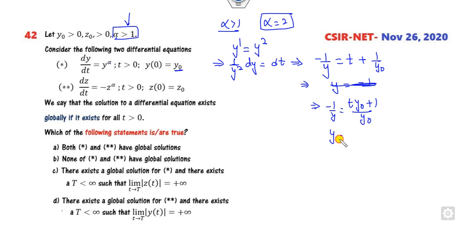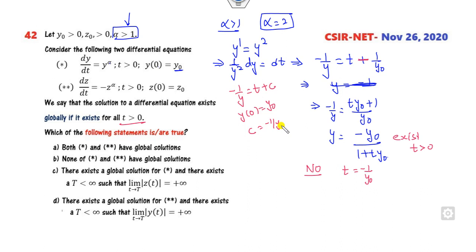Fine. Now think about the options. Both have the global solution, infinite solution. When will it form a solution? Now think about that. First of all, does it exist for all t? No. Because when you think about any of the numbers, say t is equal to 1 over y naught. What is the solution? Minus 1 over y is t plus c. So y of 0 is y naught, so c will be minus 1 over y naught.